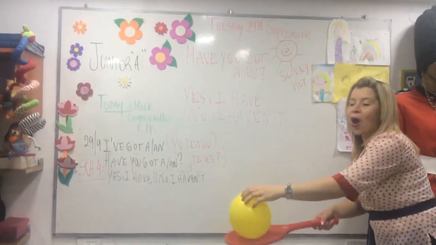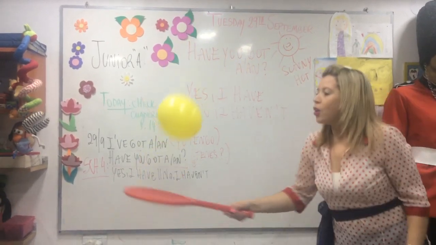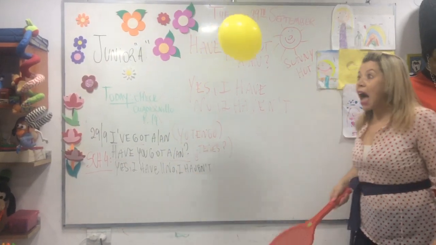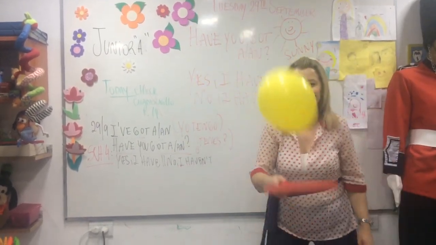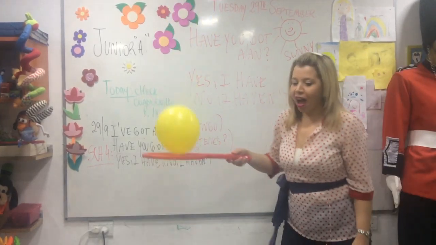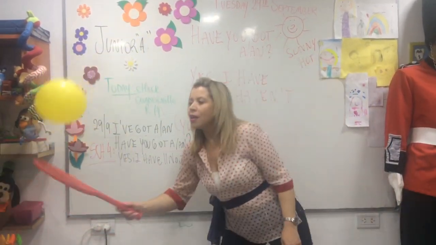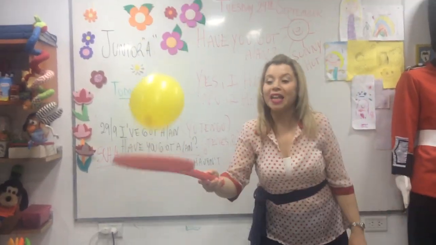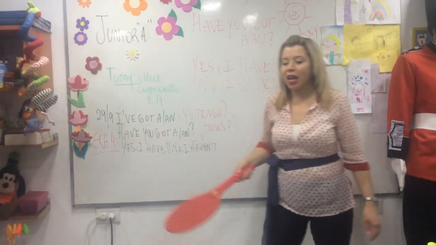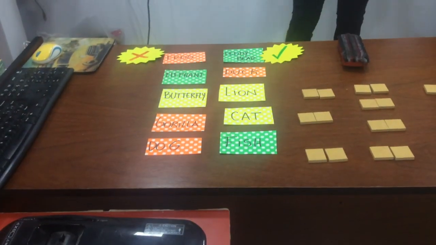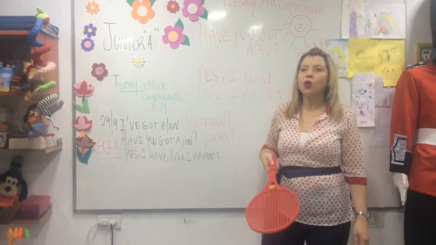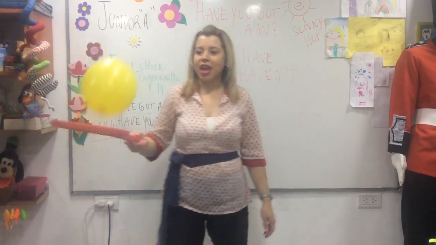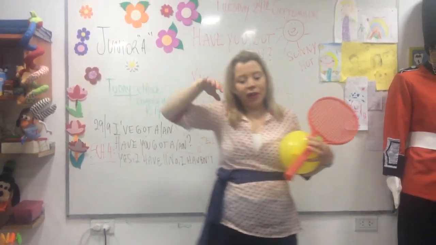Ready. Steady. Go. Okay. Have you got a frog? No, I haven't. Have you got a teddy bear? Yes, I have. Have you got an elephant? No, I haven't. Have you got a duck? Yes, I have. Have you got a butterfly? No, I haven't. Have you got a lion? Yes, I have. Have you got a gorilla? No, I haven't. Have you got a cat? Yes, I have. Have you got a duck? No, I haven't. Have you got a fish? Yes, I have. Oh my God.